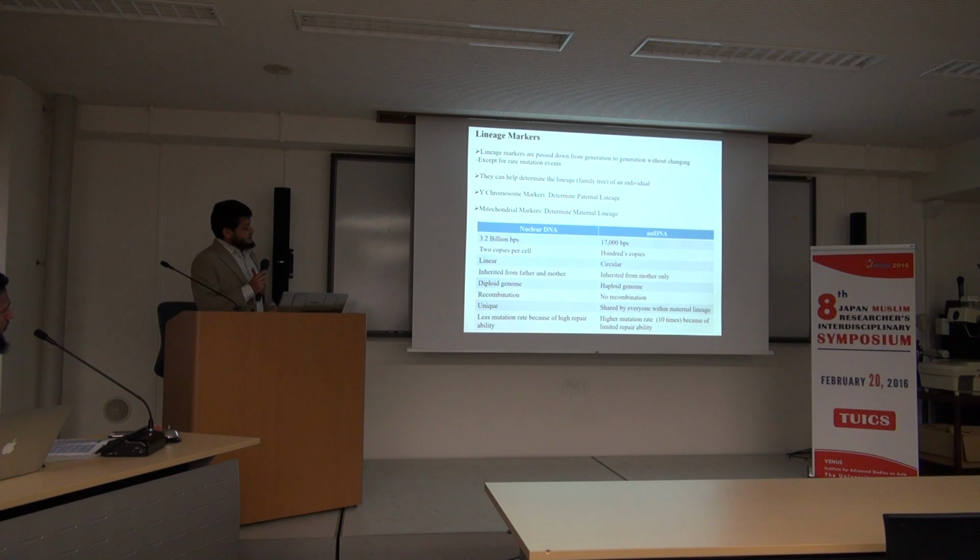Another striking difference between these DNAs is recombination. Nuclear DNA recombination happens through crossover during meiosis, but no recombination happens in mitochondrial DNA. Nuclear DNA has a lower mutation rate because of its high repair ability, compared with mitochondrial DNA, which has a high mutation rate.